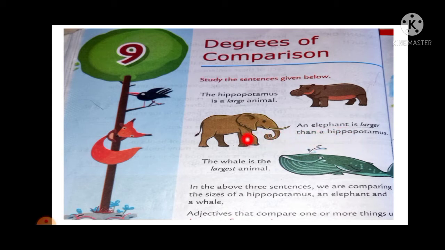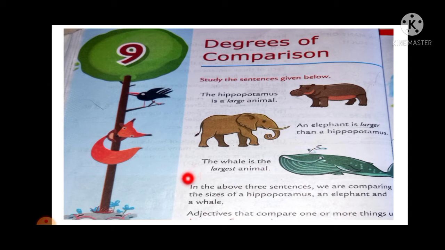So look at this elephant. How is the elephant? The elephant is larger than the hippopotamus. So here the elephant is compared with the hippopotamus. Now the third sentence, look here. The whale is the largest animal. Now see the picture of the whale. So how is it? The whale is the largest animal.